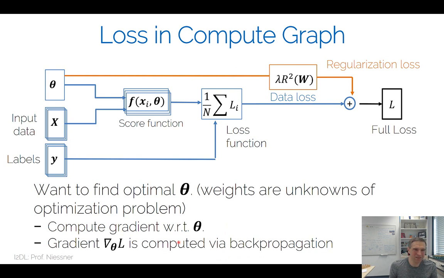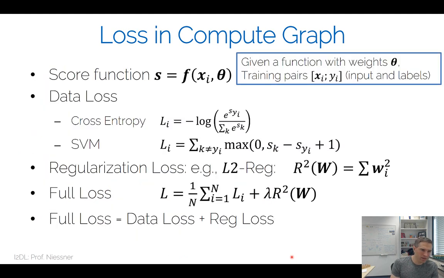We compute the gradient of theta using backpropagation, and then we're running our gradient descent solver. Okay, now if you're looking at all of these things together, we have expanded the whole thing by another indirection, in a sense.